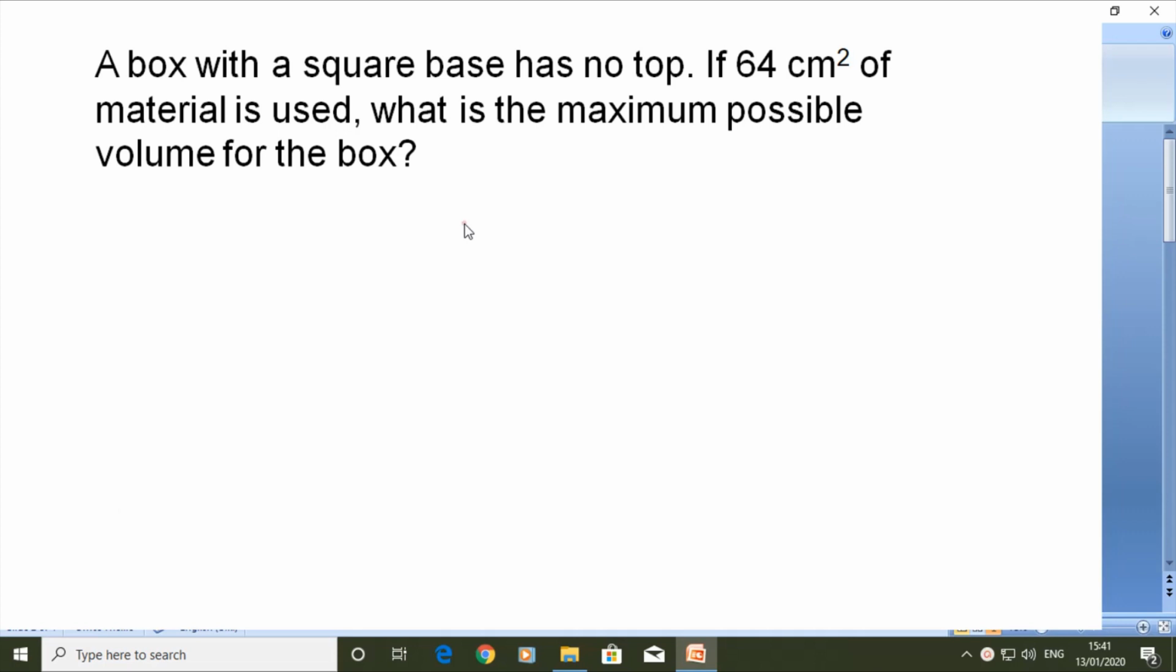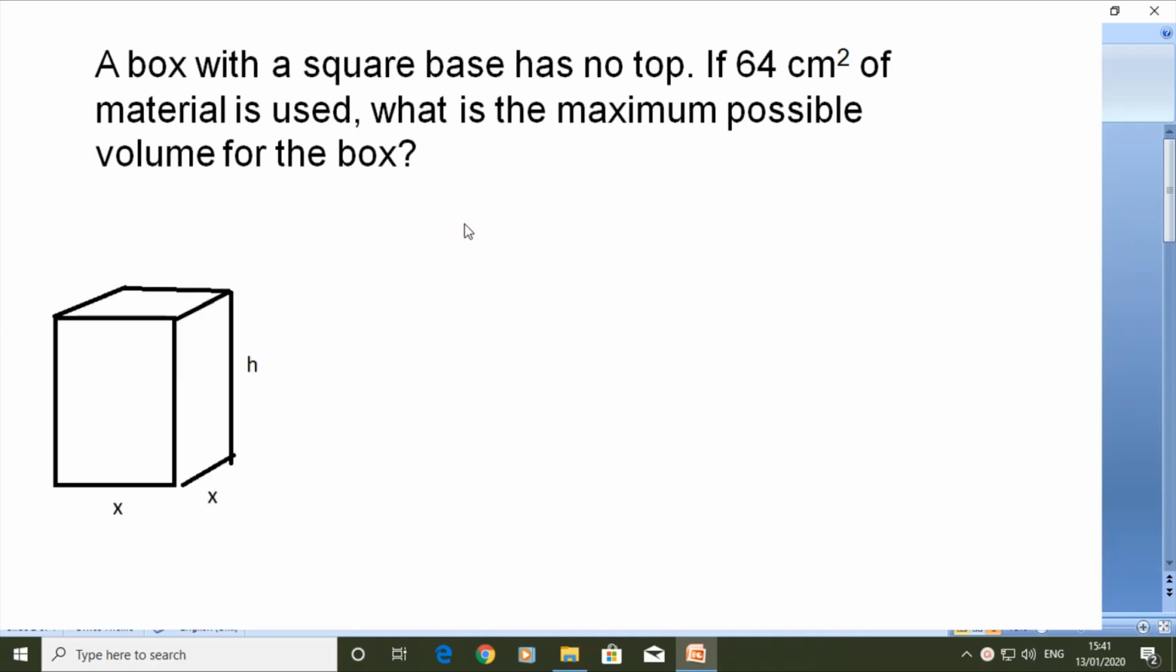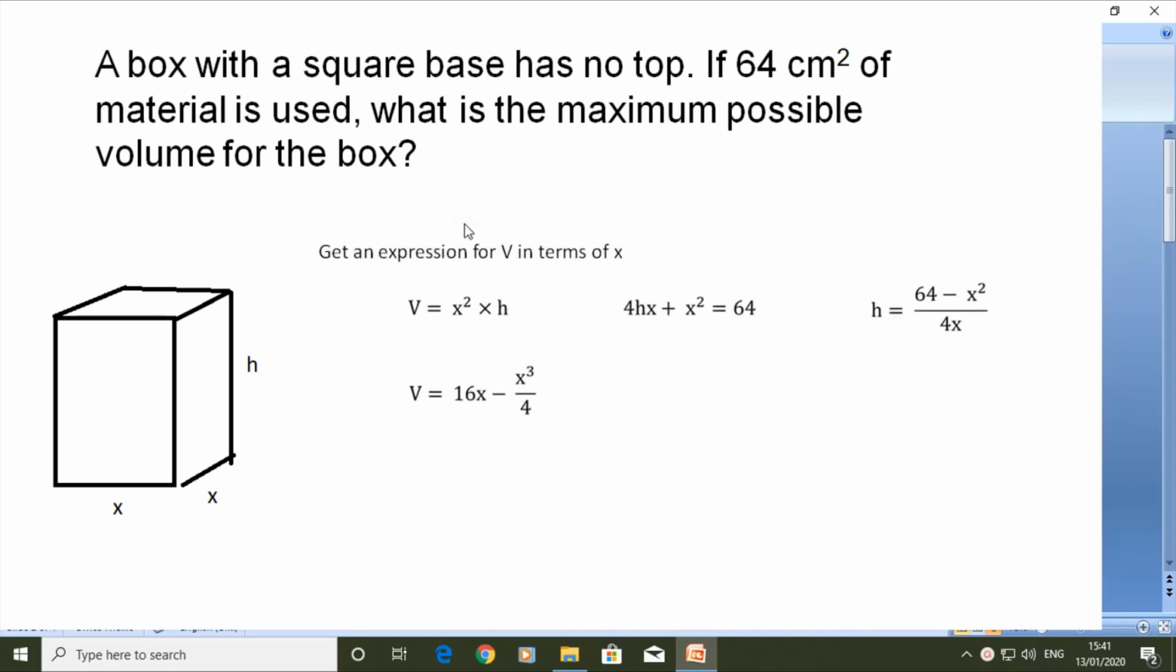Now, I would start with a diagram to get it into my head what's going on. We have a box with a square base. I'll call the bottom x by x, and we'll say the height of the box is h. And then I'm going to get an expression for the volume in terms of x. So the volume is x squared times h.